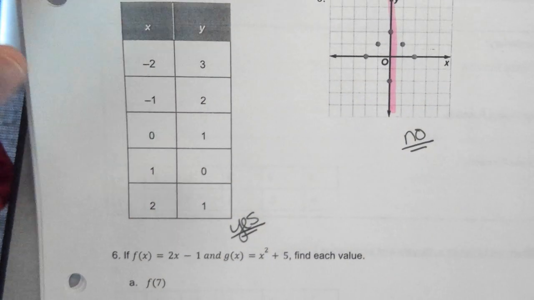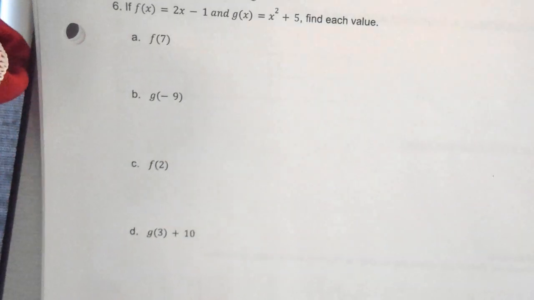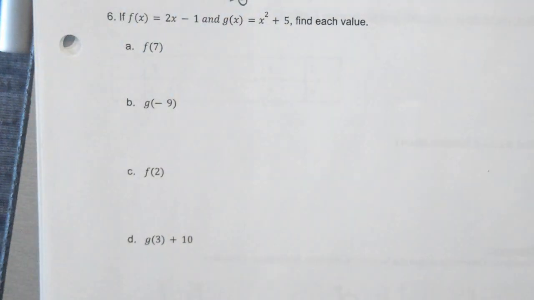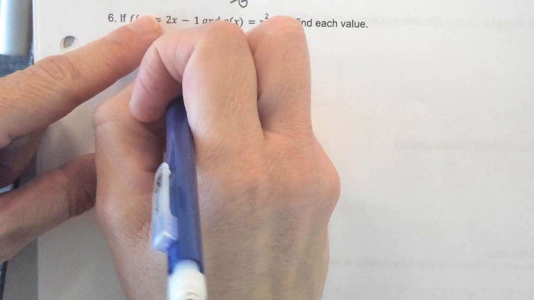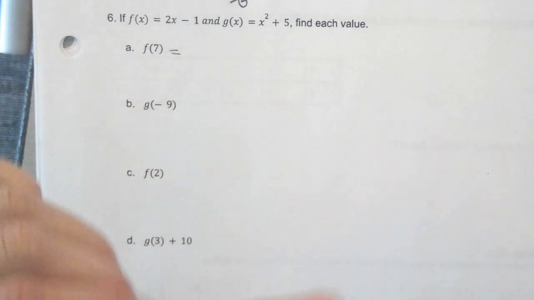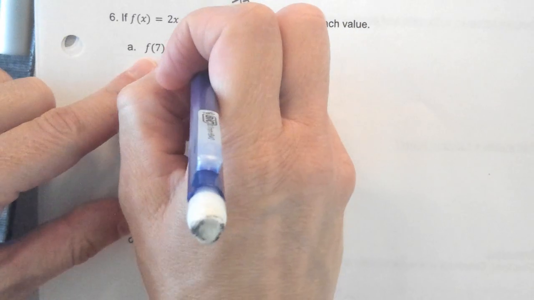Function notation. So this is a little bit trickier than the one we just talked about because you need to figure out which one to plug it into. So if it says f at 7, I'm going to plug it into f of x. If it says g at something, I'm going to plug it into g of x. So you need to plug it into the correct one based on the name. So this is saying f at 7. So if I look at f of x, do you see how it's 7?